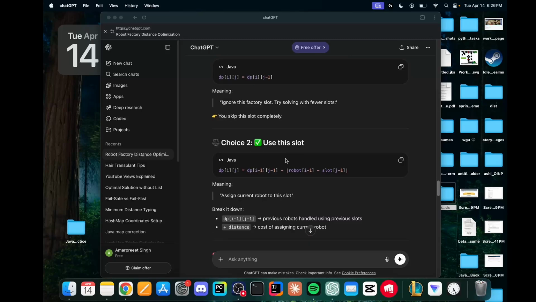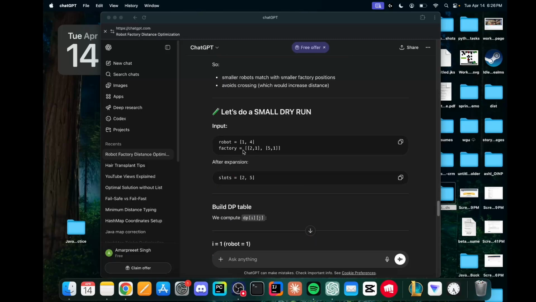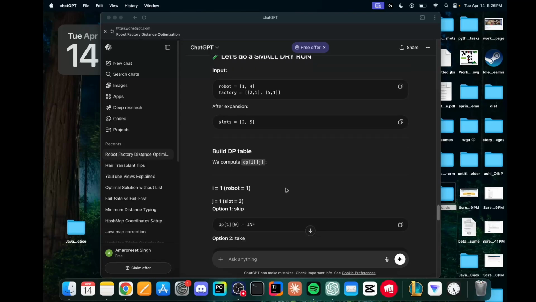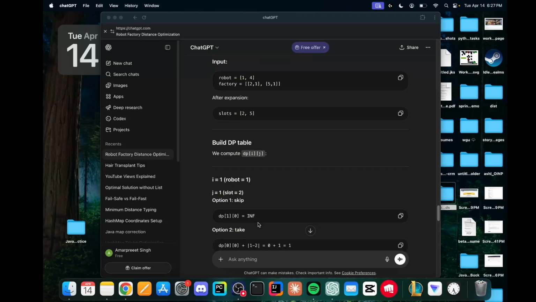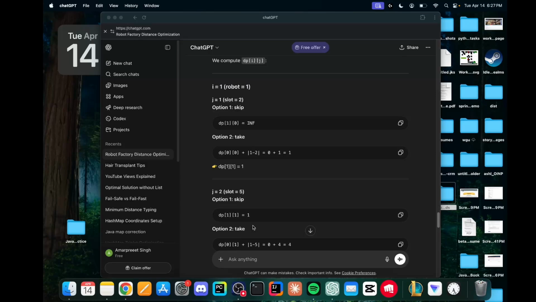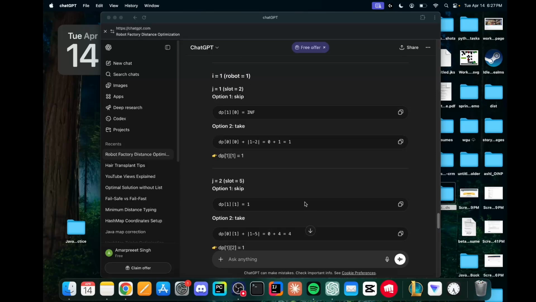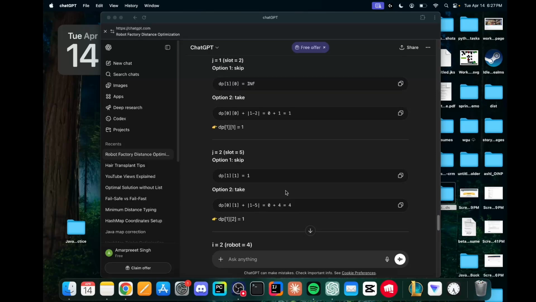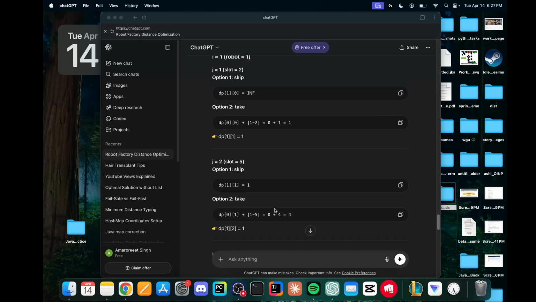Choice 1 skips the slot completely. For choice 2, let's say I have robots in one factory. After expansion the slots are 2 and 5. Now we compute dp[i][j]. So for robot i, j is 1. Option 1, dp skip. Option 2, we use it. Option 1 we skip. Option 2 is dp of 0 and 0.